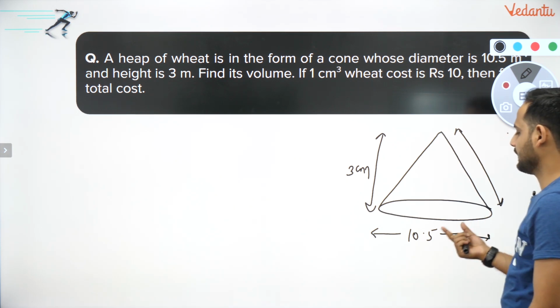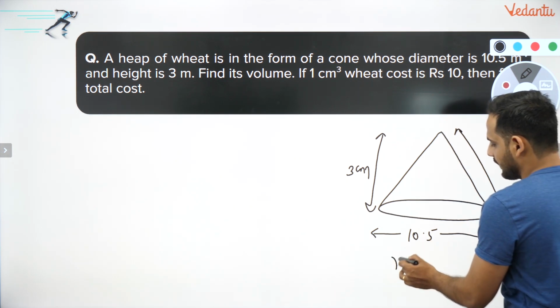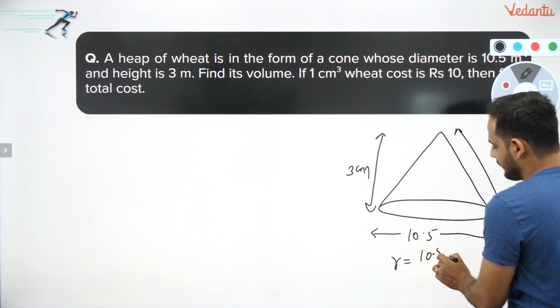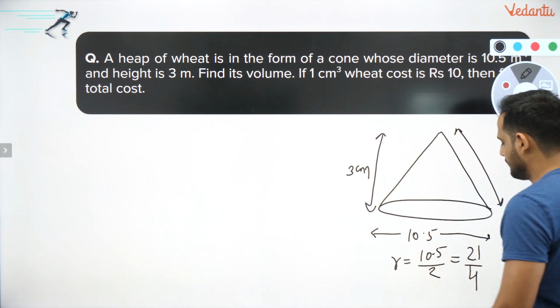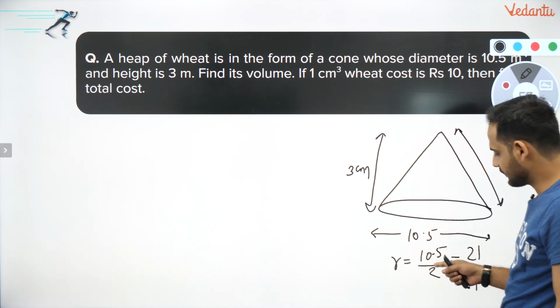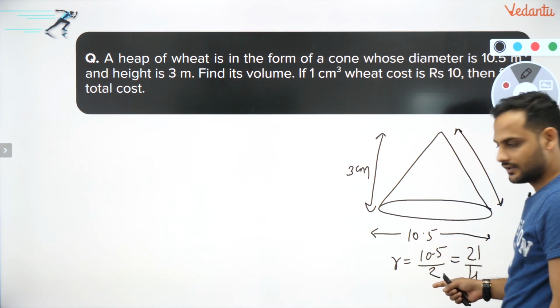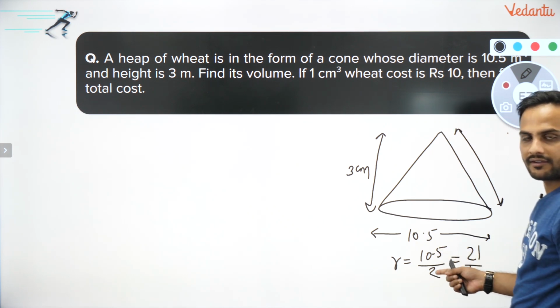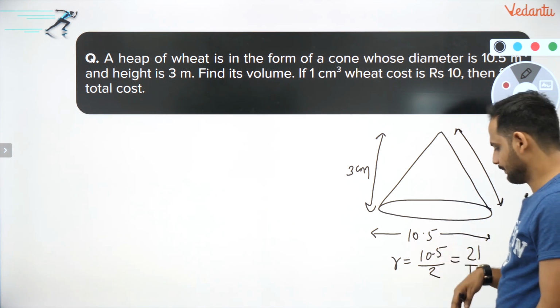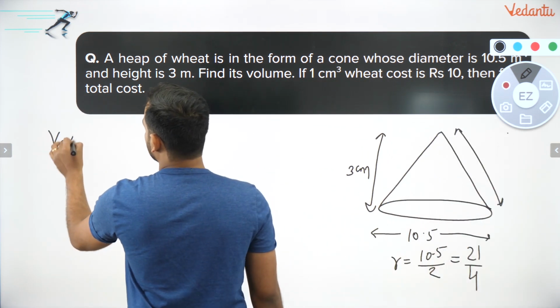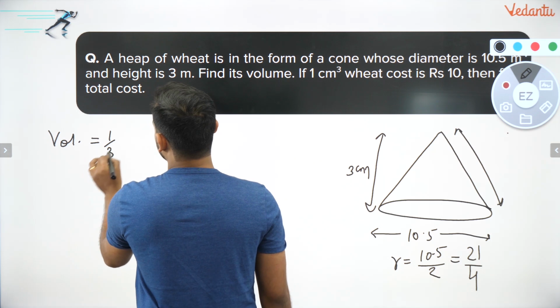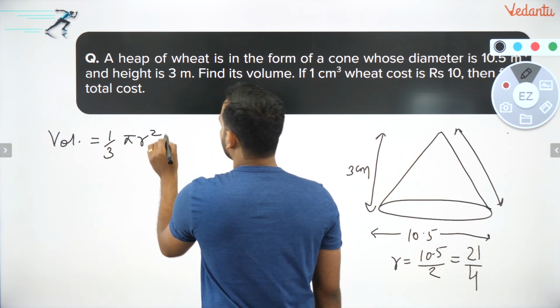Find its volume. So if this is the diameter, I can say the radius is 10.5 by 2, or it can be said as 21 by 4. By 10.5, if you remove the decimal, it will become 105 by 20. Divide both sides by 5, so you'll get 21 by 4. Now I can say, volume of a cone. What is the volume of a cone equal to? Volume of a cone is 1 by 3 times pi r square h.